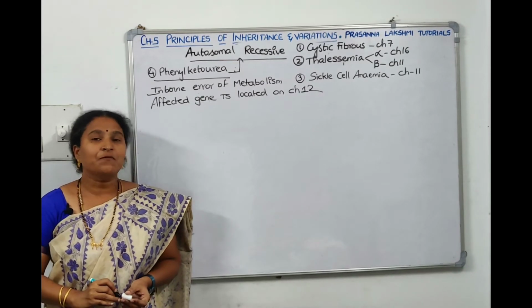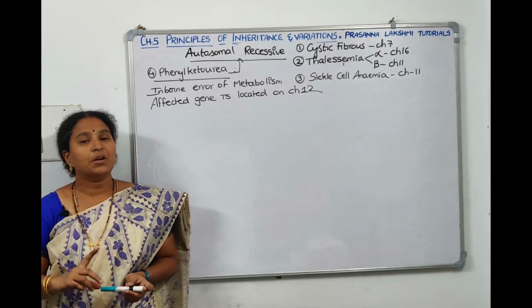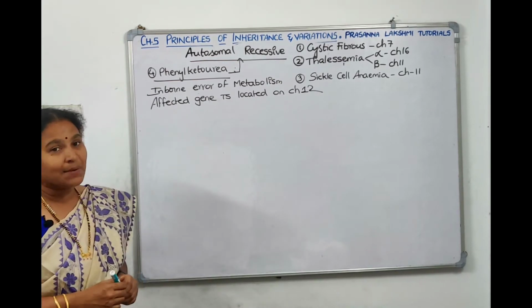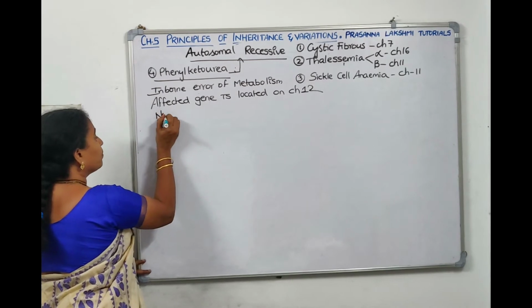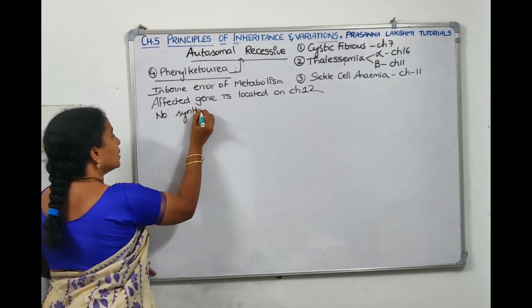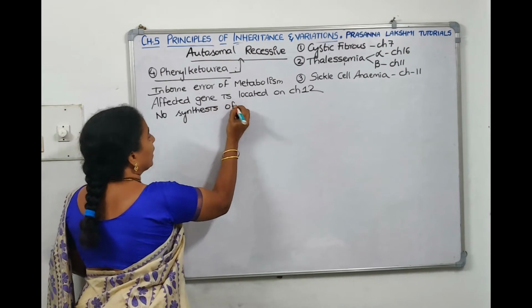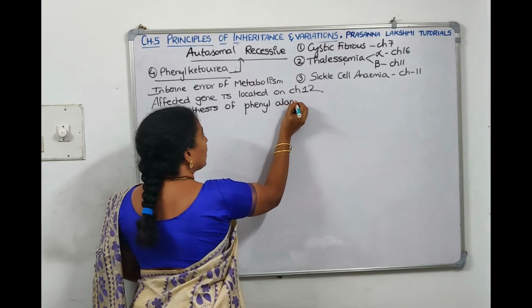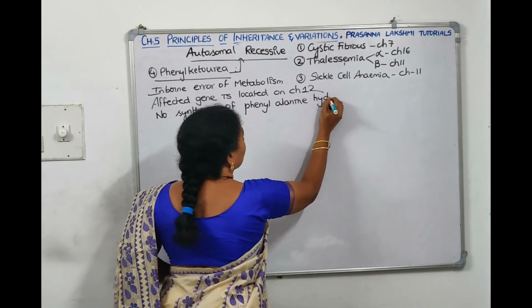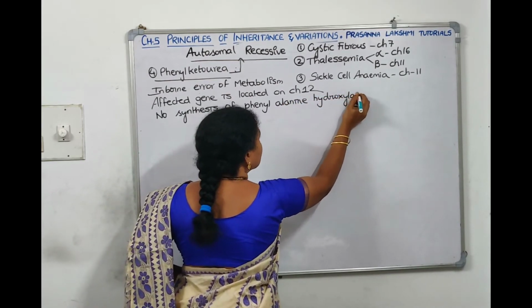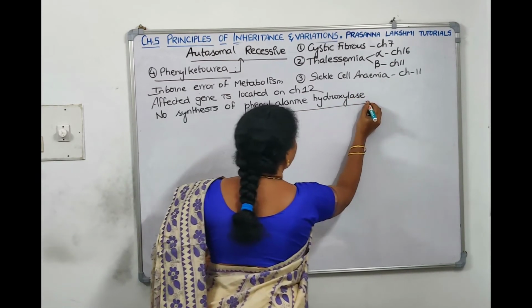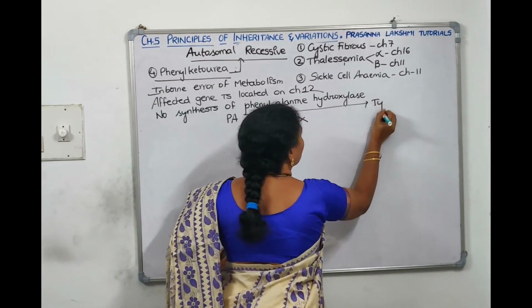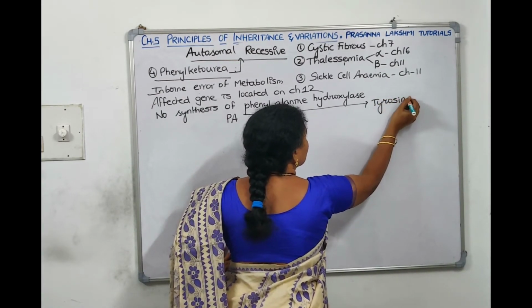Now, what happens in phenylketonuria? Because of that affected gene, an enzyme is not synthesized. What is that enzyme? There is no synthesis of an enzyme called phenylalanine hydroxylase. When this enzyme is not synthesized, phenylalanine cannot be converted to tyrosine. This is one change.